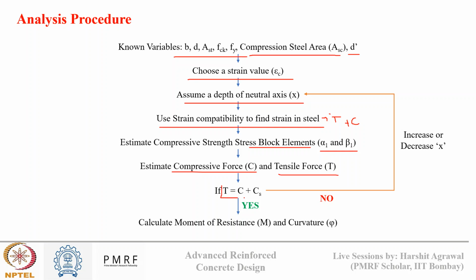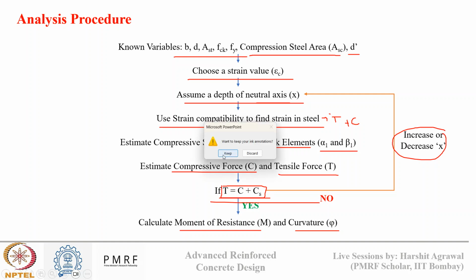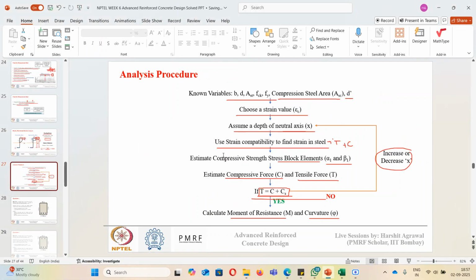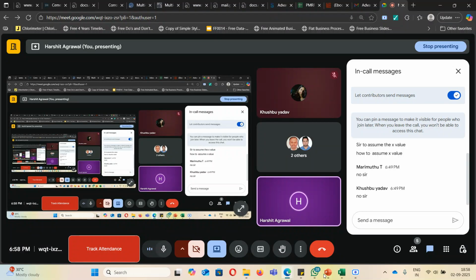If the equation T is equal to C plus CS is satisfied, then we can calculate the moment of resistance and curvature. If it doesn't satisfy, then we do an iterative approach to set the value of x until this condition is reached. So this is how we do the analysis. Any doubt in this part, like why we are using a doubly reinforced section and how we calculate moment of resistance and curvature with the doubly reinforced section?